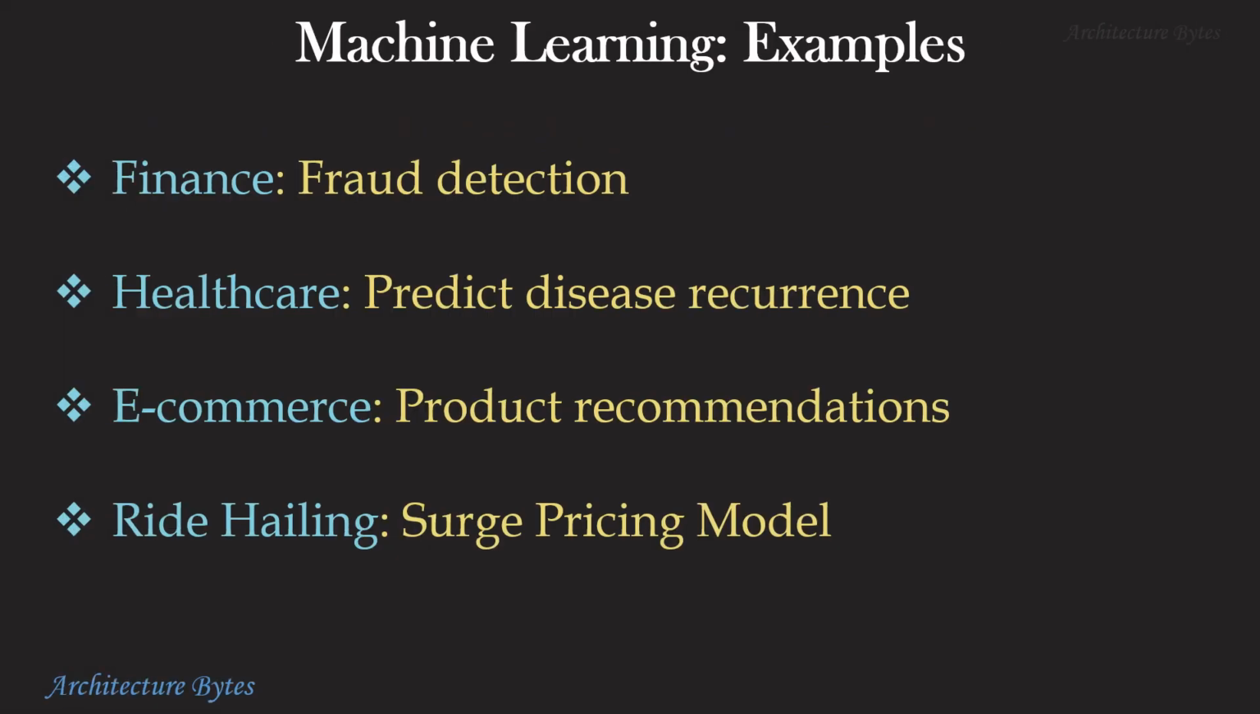So what are some examples of machine learning? A financial services company can use machine learning for fraud detection based on customer usage patterns. In the healthcare domain, it could be used to predict disease reoccurrence based on past patient data from healthcare providers. An e-commerce company can recommend products to customers based on their past buying patterns and those of other similar customers. And a ride-hailing company can arrive at a surge pricing model.